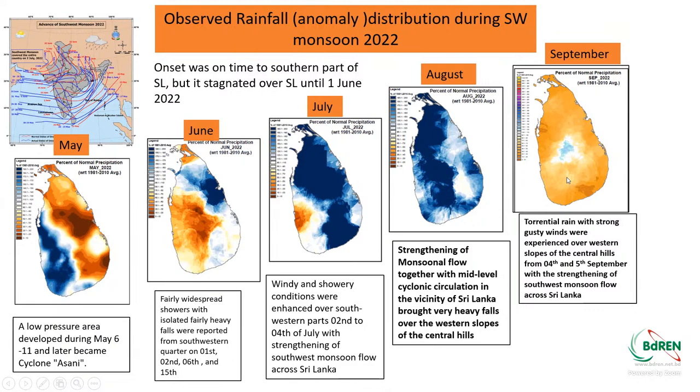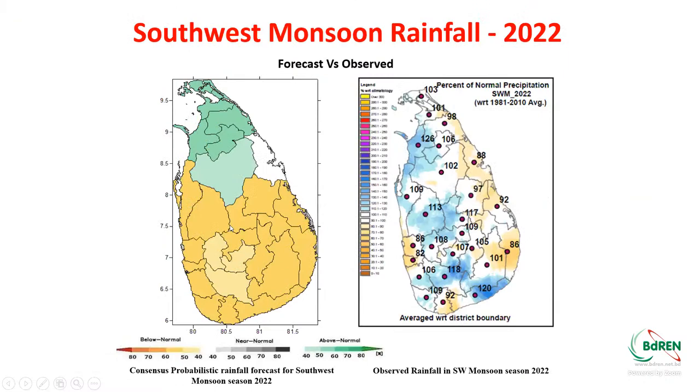What I want to emphasize is that you can see the distribution of the rainfall as we issued the rain forecast for the whole season. There is much variation on a monthly basis. So this is very much a problem for the agriculture sector to plan their harvesting and other activities. So this is our forecast we issued at the beginning of the monsoon.